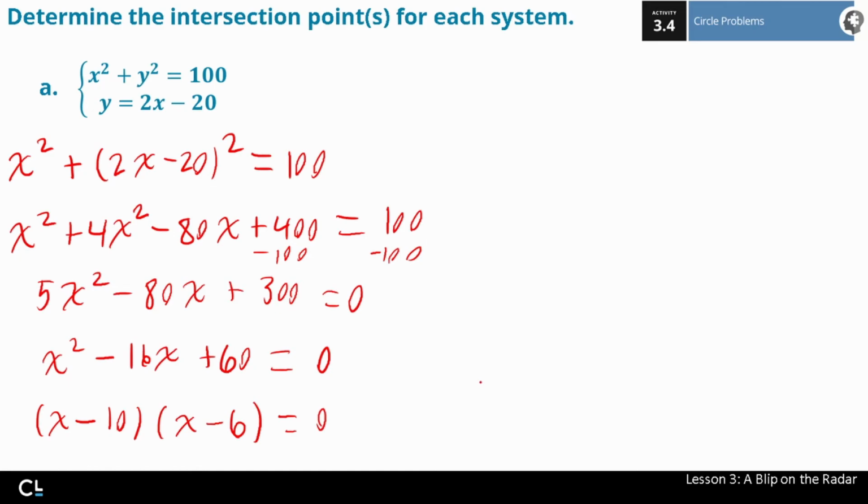And this equals 0. So now finally we could split these up. We could get x minus 10 equals 0. X minus 6 equals 0. This is going to tell me x equals 10 and x equals 6.